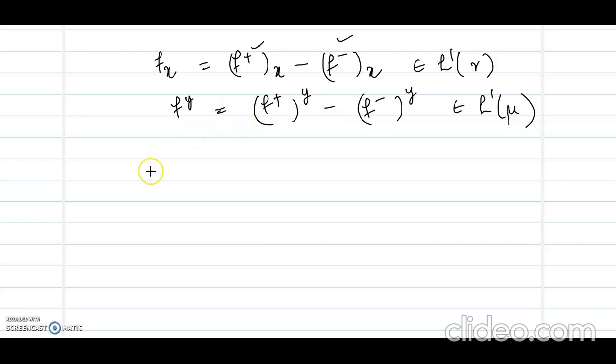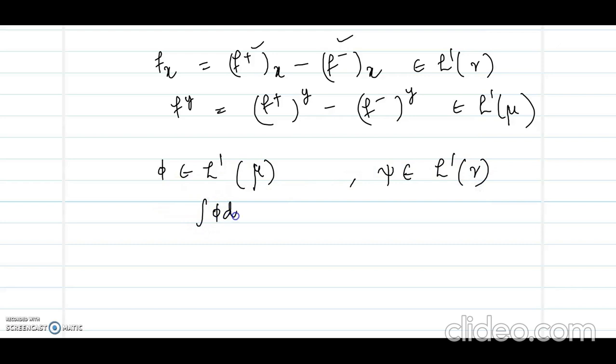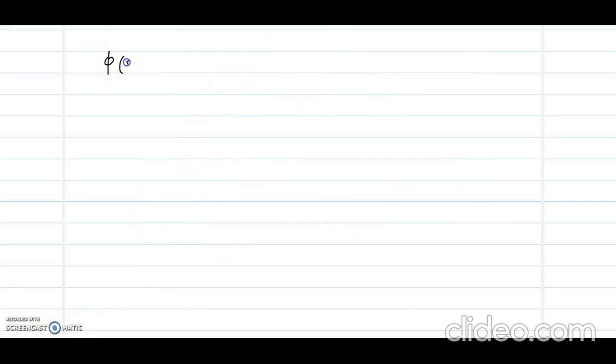And next we need to show that phi belongs to L1 of mu, and psi belongs to L1 of r, and integral phi d mu equals integral f d mu cross r, and that will be equal to integral psi dr. So this is the next thing we need to prove. Now let us write what is phi of x. So phi of x is defined as integral fx dr.